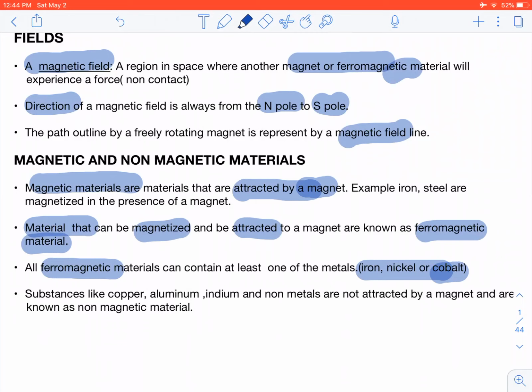And then substances like copper, which is a metal, aluminium, which is a metal, indium, which is a metal, and nonmetals are not attracted by a magnet. Right. And these are known as non-magnetic materials. So copper, aluminium, indium are not attracted by a magnet, so they are regarded as not being magnetic substances.